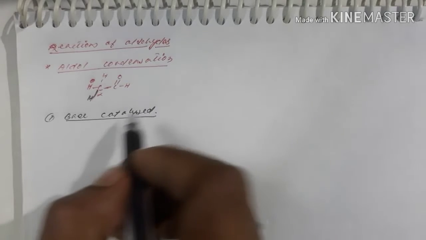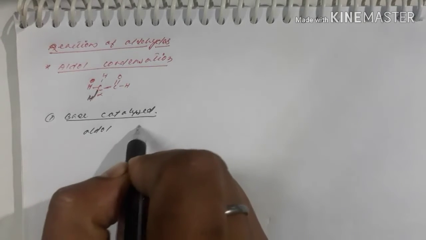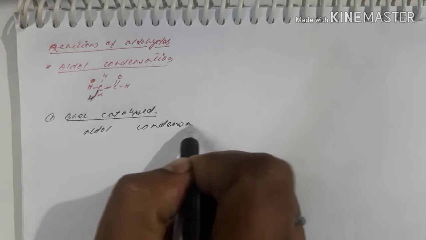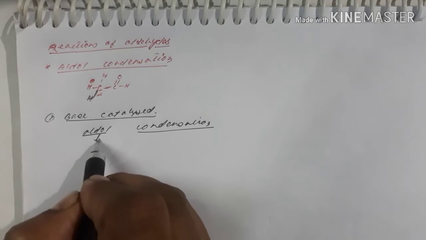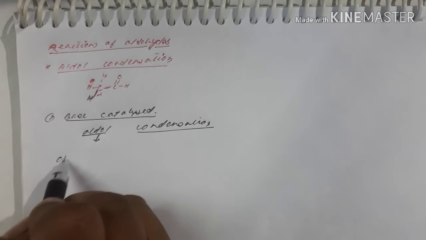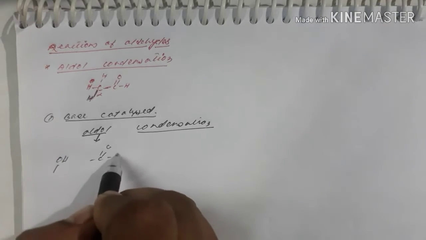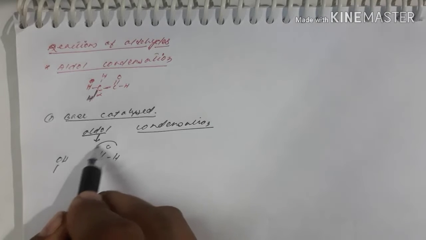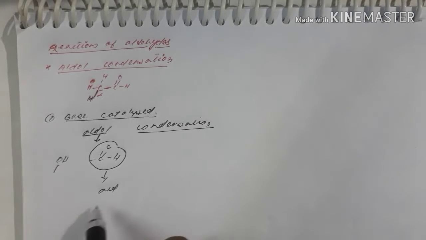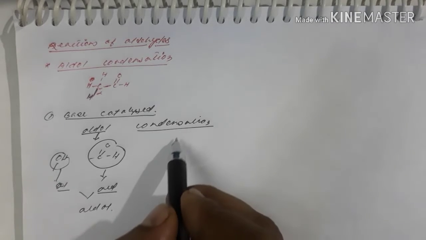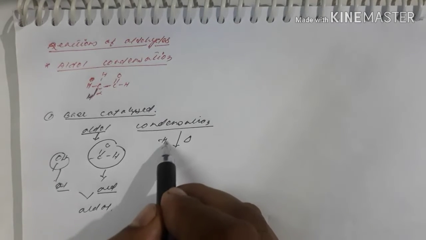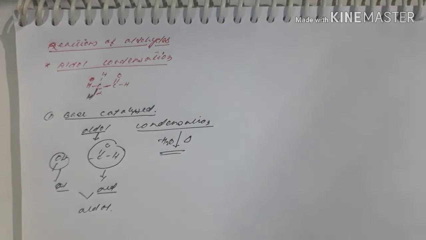Clear? Base catalyzed. When we are talking about aldol and condensation, there are two terms associated with that. In aldol is one type of product, where in one compound we have two functional groups. One is your OH and another one is your C double bond O. So ald comes from this, ol comes from this, and it becomes your aldol. When we are talking about condensation, we are heating it, so it releases a water molecule. Clear?